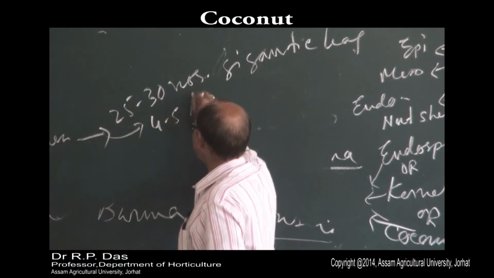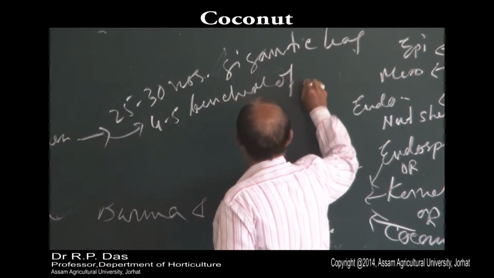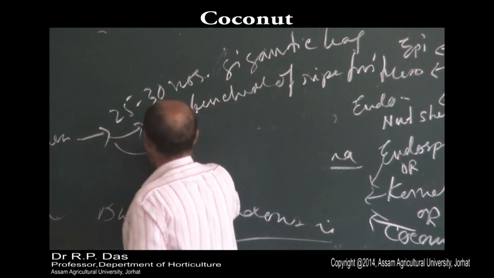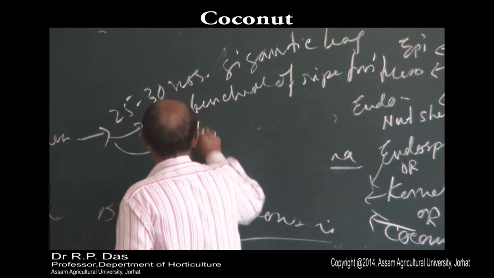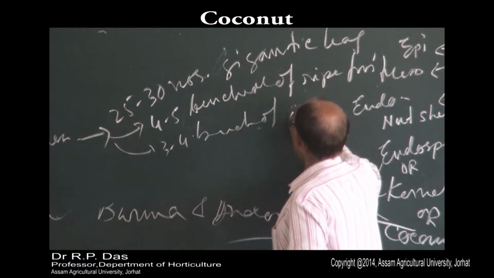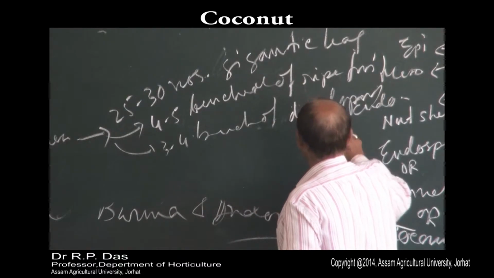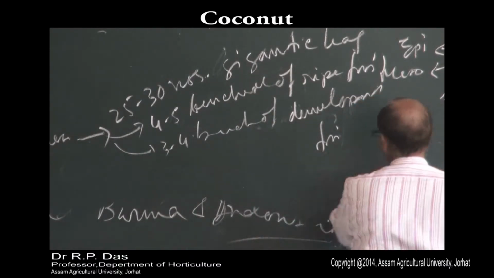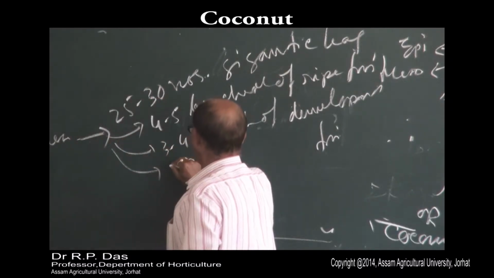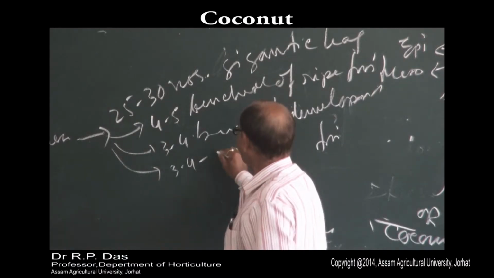Four or five bunches of ripe fruits, 3 to 4 bunches of developing fruits, fruit buds, and 3 to 4 inflorescences.